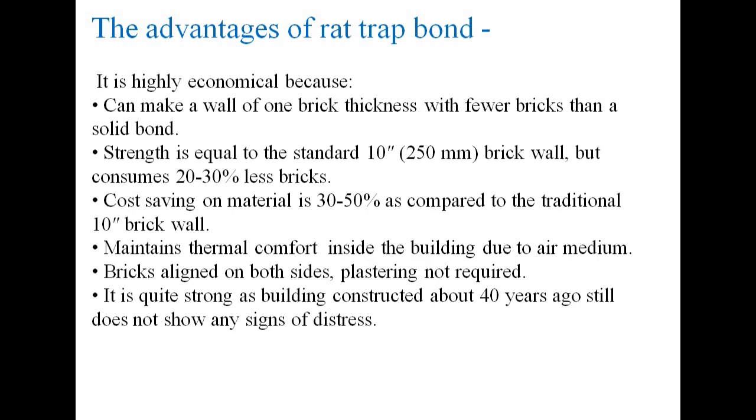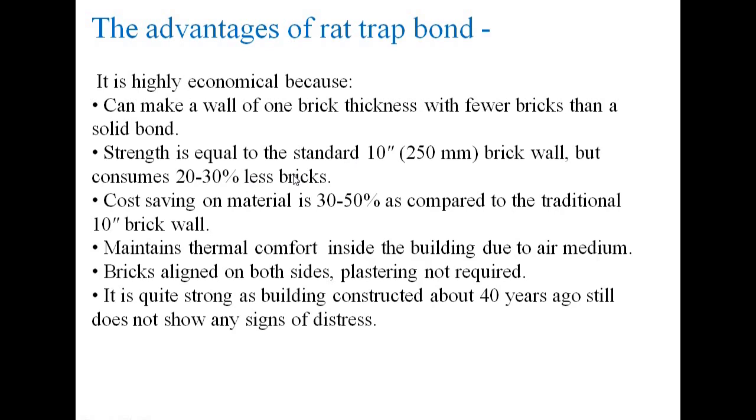So next is the advantage of rat trap bond. So what is the advantage? Let's just read out these points. It is highly economical because you can make a wall of 1 brick thickness with fewer bricks than a solid bond. Instead of solid, we have provided some voids in the brick masonry. Strength is equal to the standard 10-inch, that is 250 mm brick wall, but consumes 20 to 30% fewer bricks.